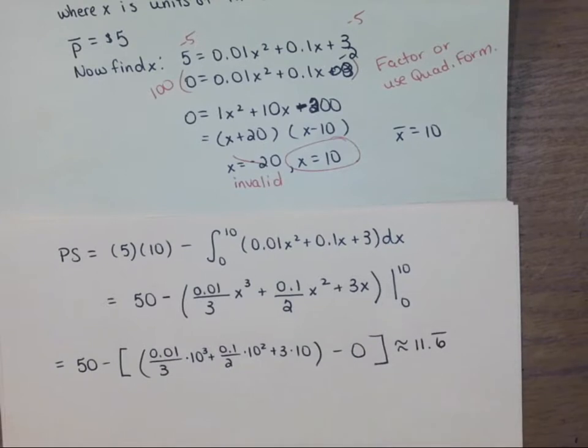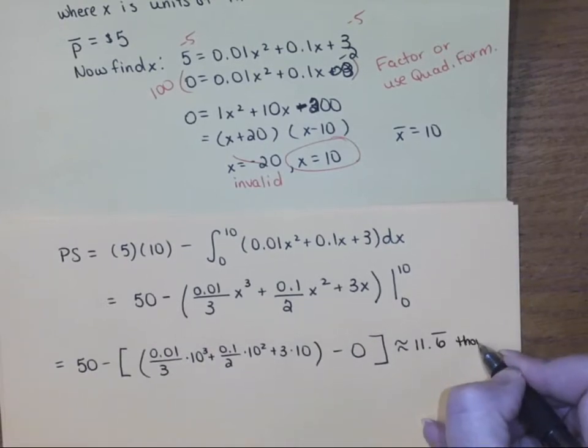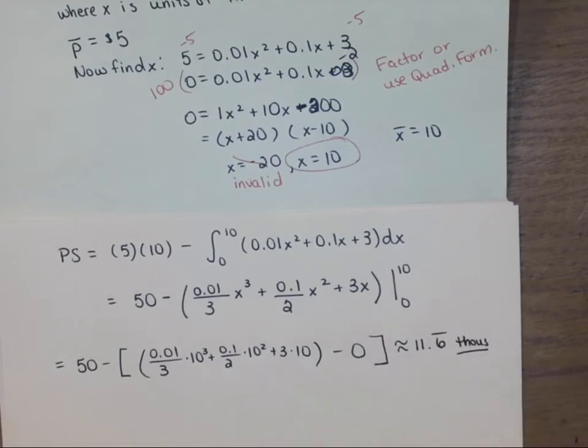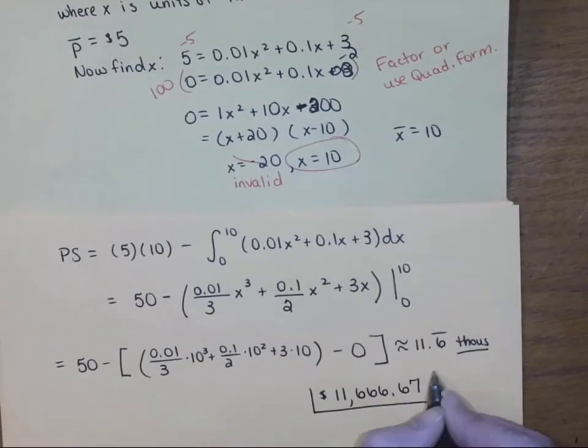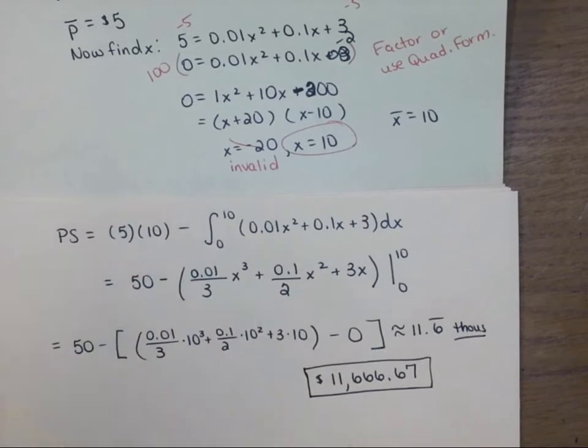is going to be 11.6 with a bar over it, like it repeats the 6, but this is in thousands. So the answer is actually in thousands. It's actually $11,666.67. So if it's in thousands, you've got to move the decimal place 3 times. If it happened to have been in hundreds, you would move the decimal place twice. So I think it's the factoring and the algebra that's really going to test you on this.